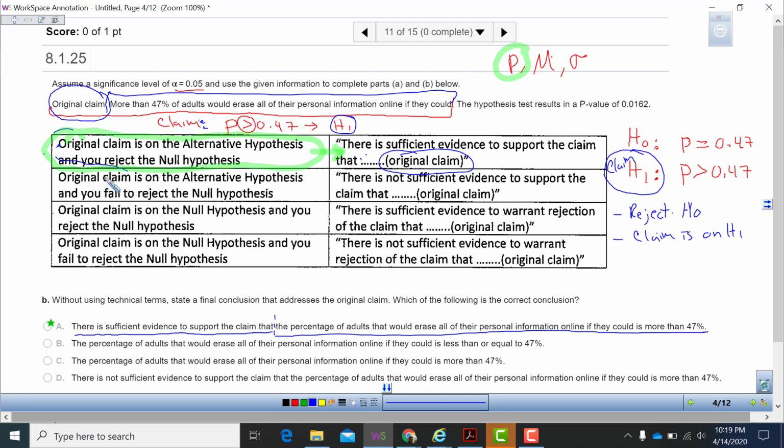We have four different types of possibilities, and that depends on whether you reject or fail to reject the null hypothesis, and whether the claim is on the null hypothesis or the claim is on the alternative hypothesis.